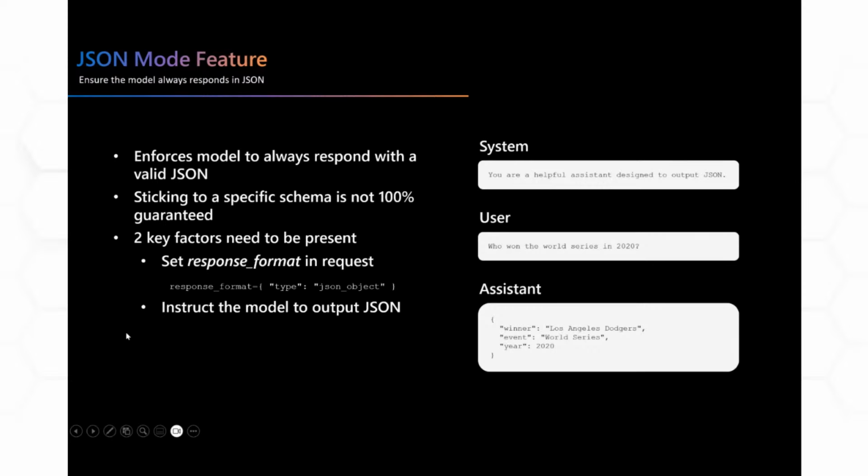So to achieve this, what do you do? There's two key factors that need to be present. One is in your code, you set the response format in the request. So you put response underscore format to type JSON object, and then you instruct the model to output a JSON, like we did here. You can instruct it anywhere, but the recommendation is to instruct it in the system prompt.